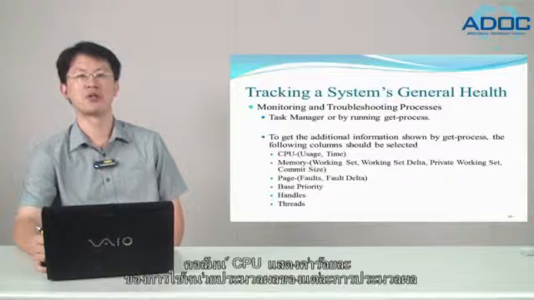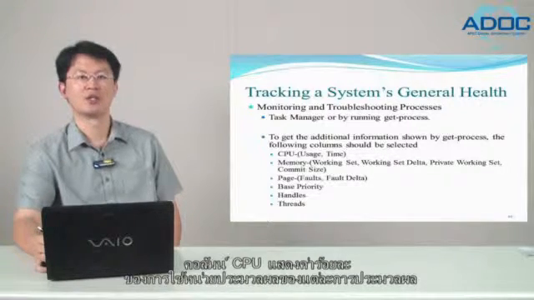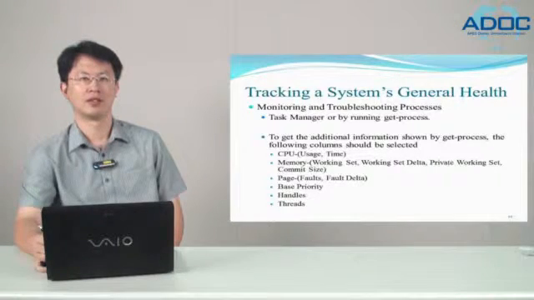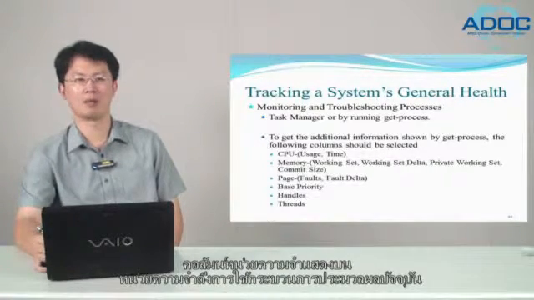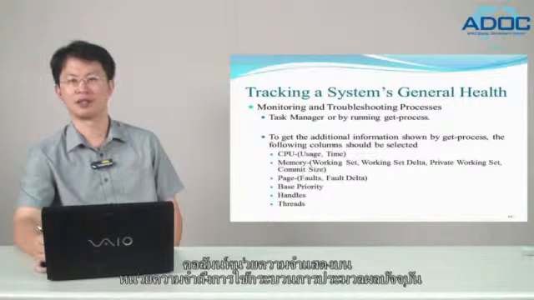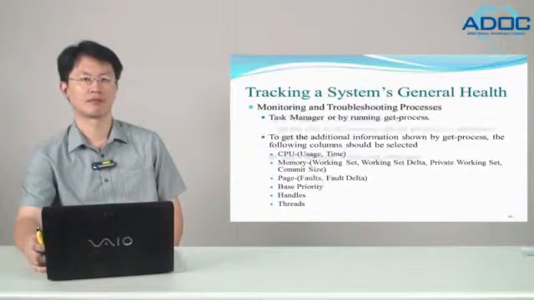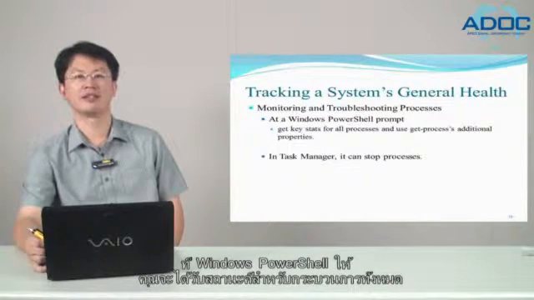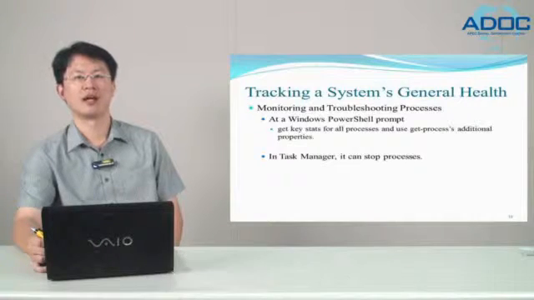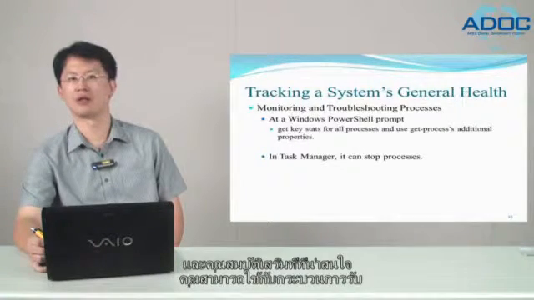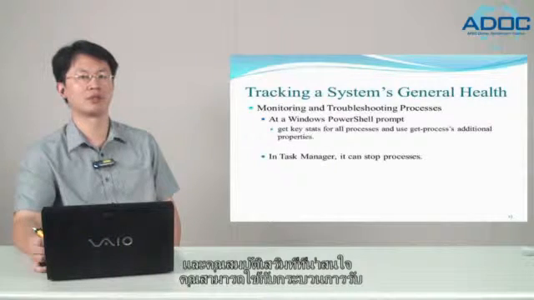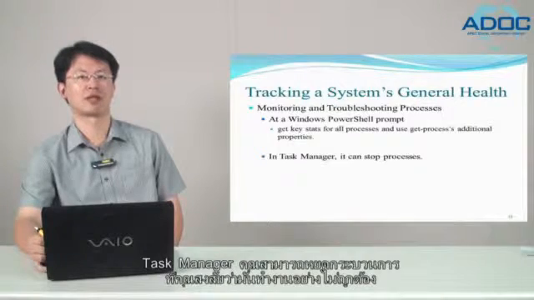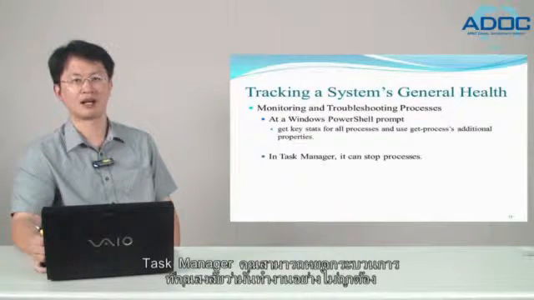The CPU column shows the percentage of processor utilization for each process. And the Memory column shows the amount of memory the process is currently using. At the Windows PowerShell prompt, you can get key stats for all processes and some interesting additional properties you can use with Get-Process. In Task Manager, you can stop processes that you suspect are not running properly.